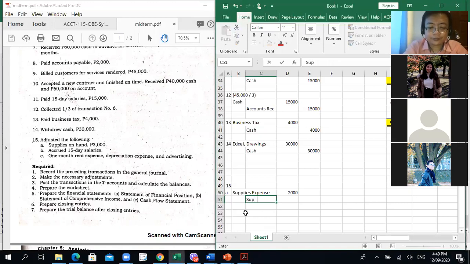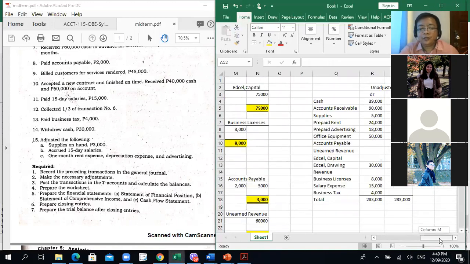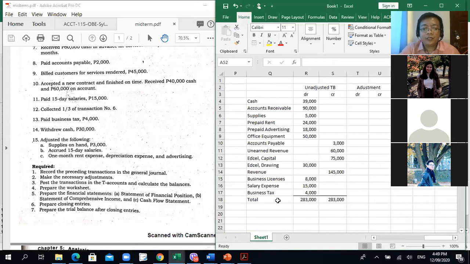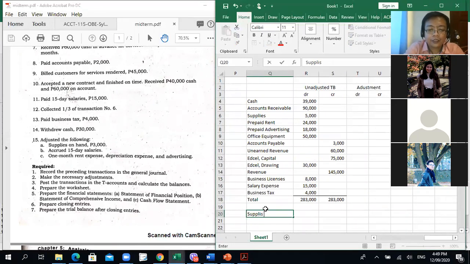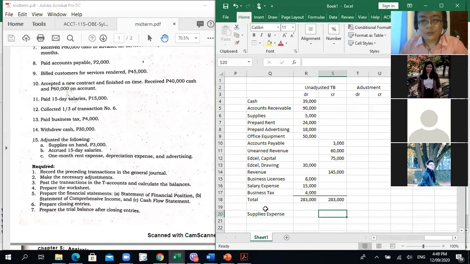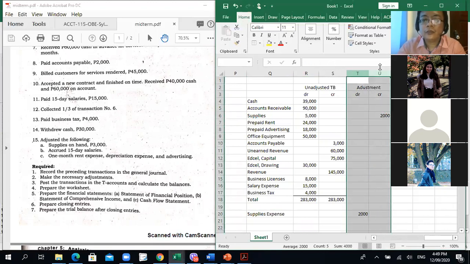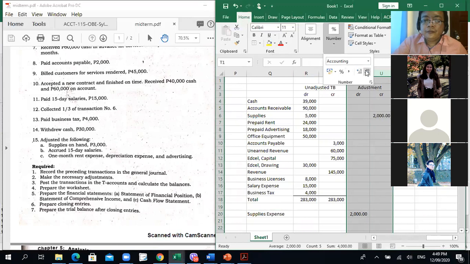All right. And you have also here supplies of 2,000. All right. So dito sa ating adjustment, walang supplies expense pa. So we will put it here. Supplies expense. So our supplies expense is 2,000 here. And also supplies is also 2,000. Yan. All right. Next.